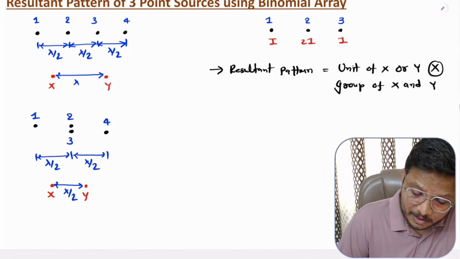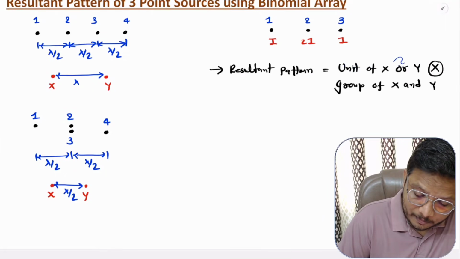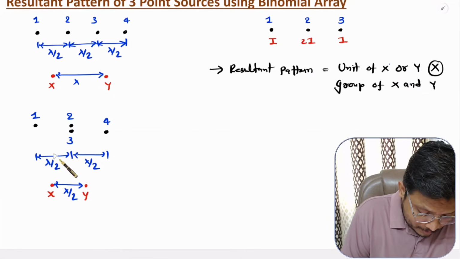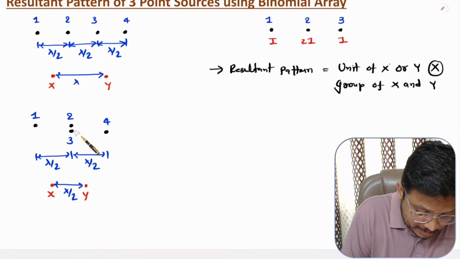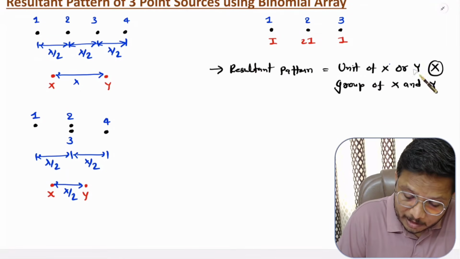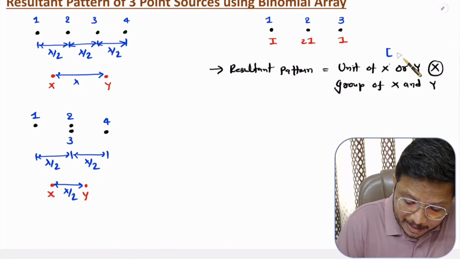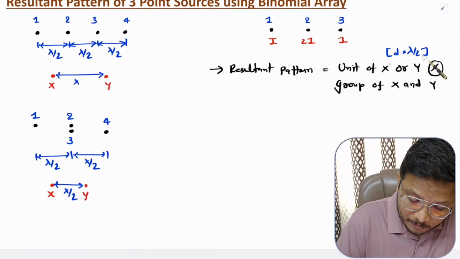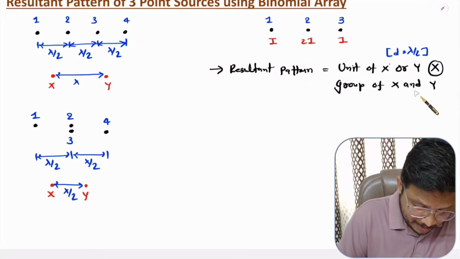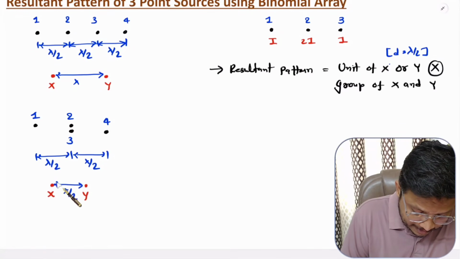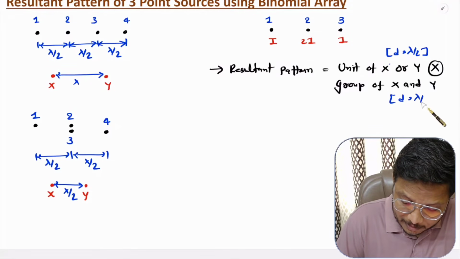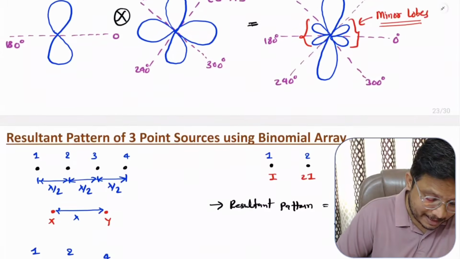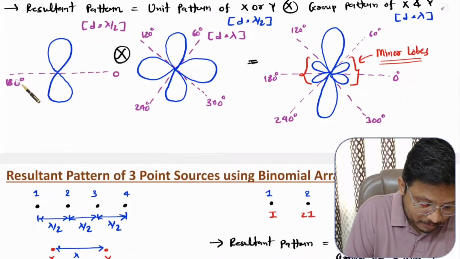Here, see unit pattern of X or Y. X is a combination of 1 and 2, Y is a combination of 3 and 4. So the unit pattern of X or Y is as per d equals lambda by 2, and the group pattern of X and Y has spacing d equals lambda by 2 again. Right. And one should know that with lambda by 2, the radiation pattern has nulls at 0 and 180.